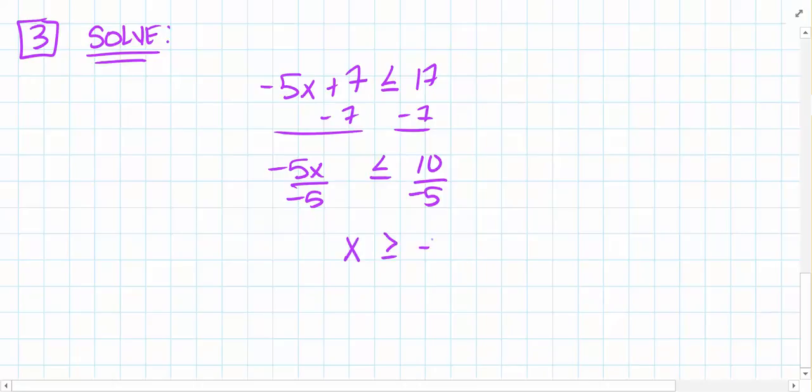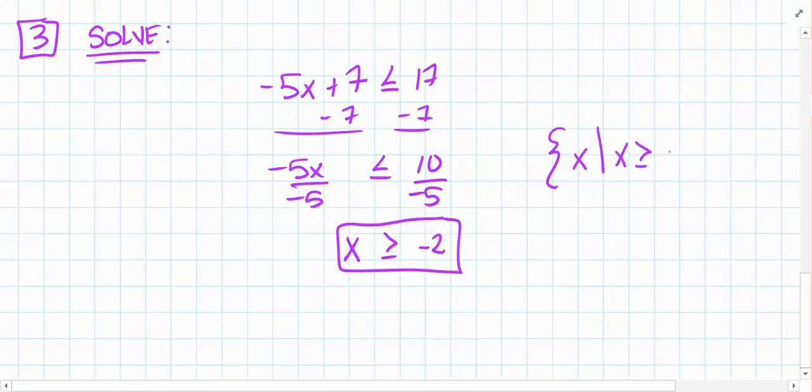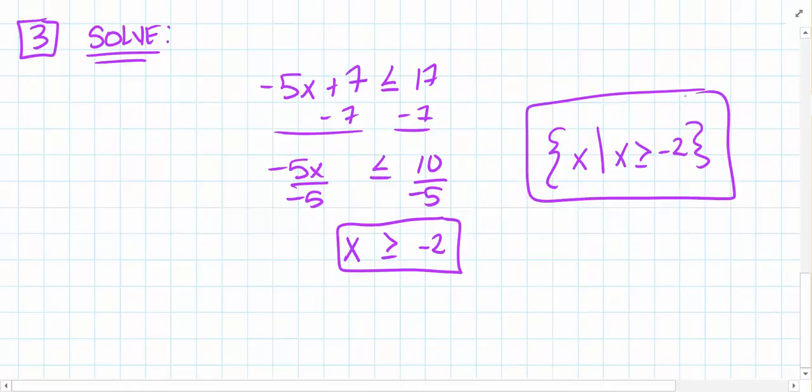How do we write this in set builder notation? Well, we're going to say any x such that x is greater than or equal to negative 2. So this right here is set builder notation. You can pick any x that you want such that x is greater than or equal to negative 2. This is a shorthand way of writing a lot of possible answers.